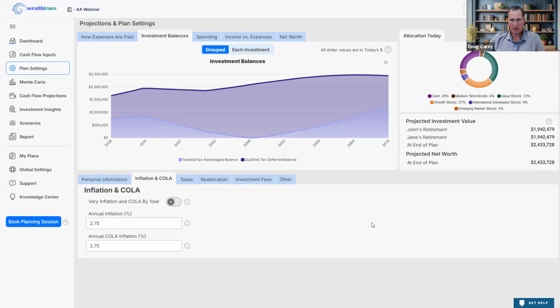Can you see concentration across ETFs? No, no individual stock holdings yet. Go ahead, Dan. Sorry.